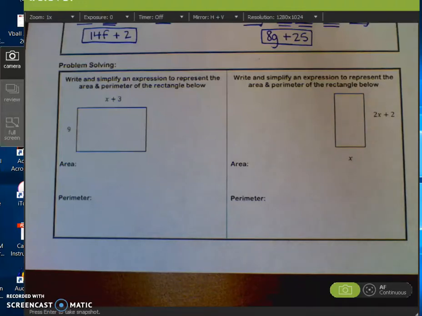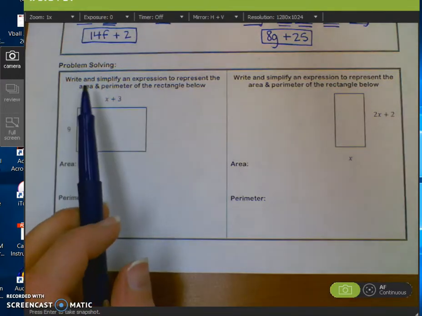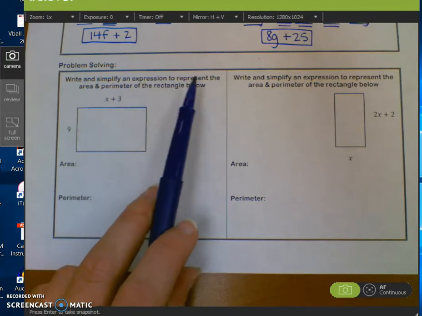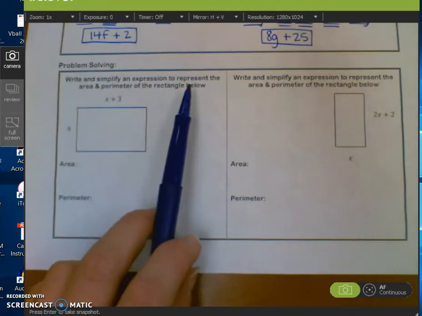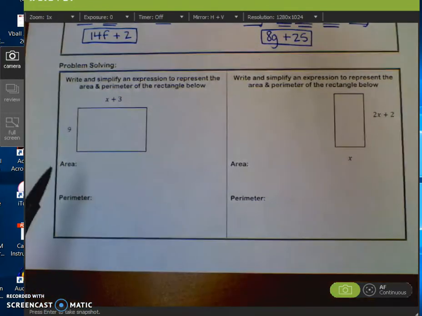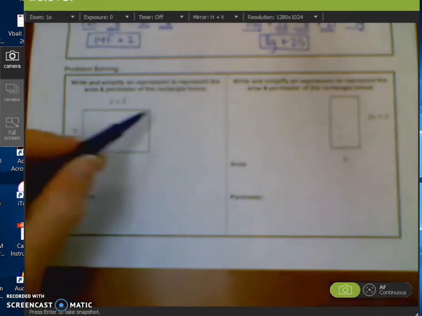Okay, so this last part we're going to do some problem solving. We're going to do some higher level thinking using the distributive property and combining like terms to simplify expressions. It says write and simplify an expression to represent the area and perimeter of the rectangle below. And so for area, we know that we do length times width.